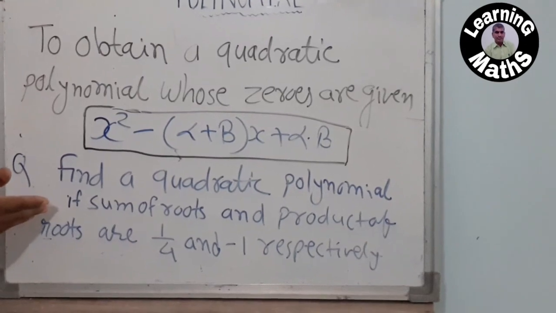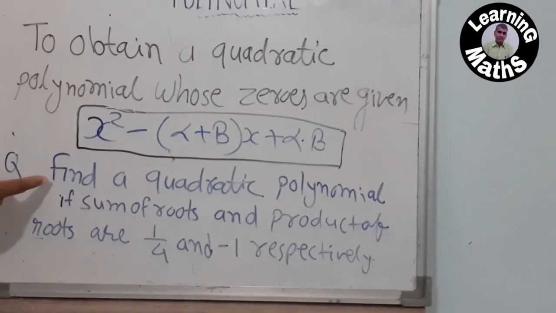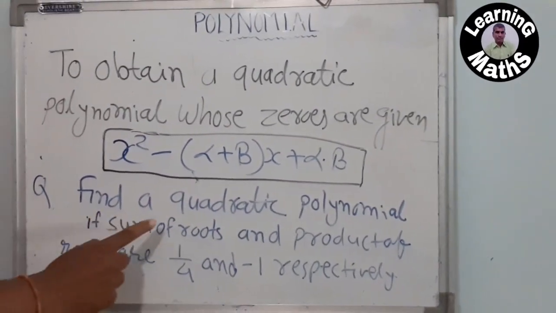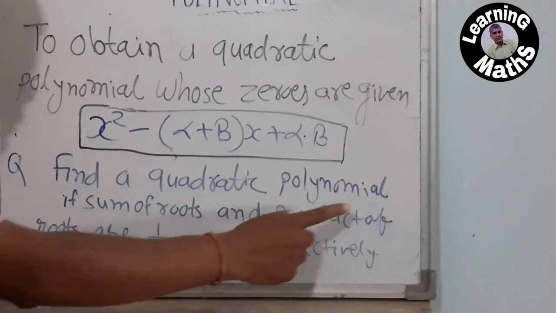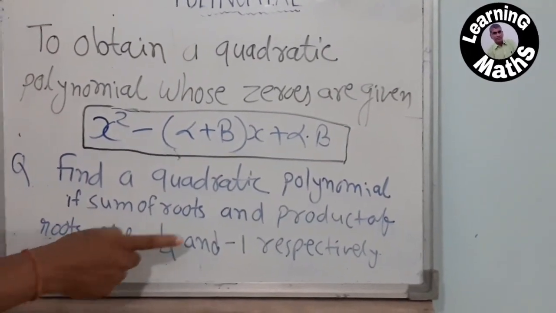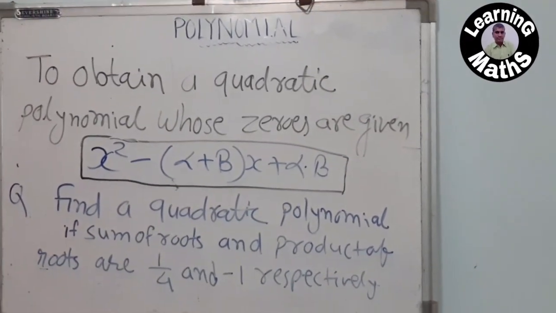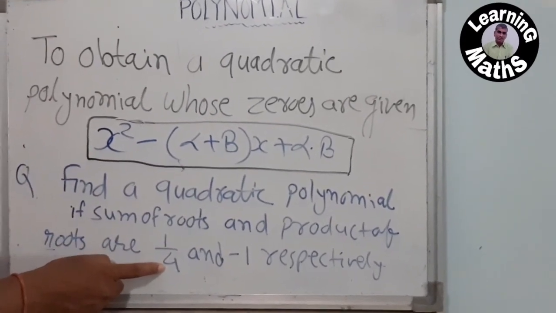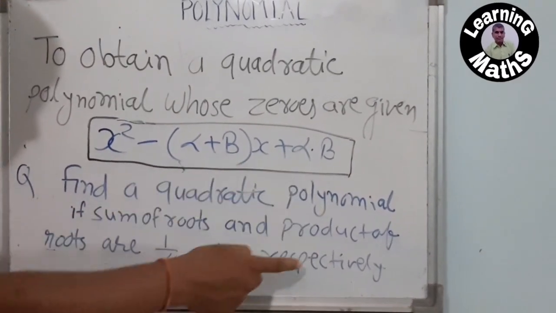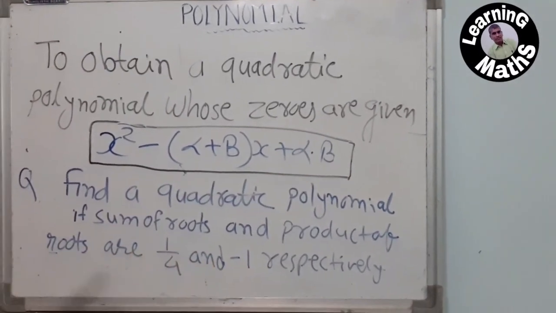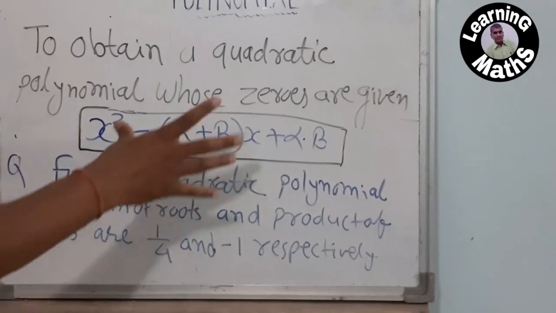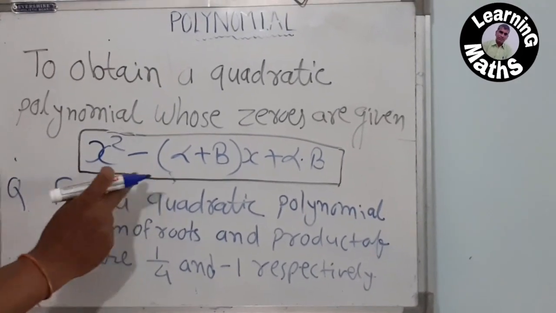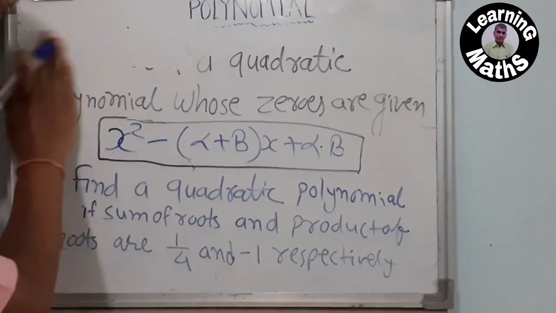Suppose here is a question, this question is from NCERT. Find a quadratic polynomial if the sum of roots and product of roots are 1 by 4 and minus 1 respectively. Here, see, alpha plus beta is given, 1 by 4. Here the product of the roots, minus 1, is given. You need not do anything, you have to just apply this formula and put in the values. Okay? What is alpha plus beta? 1 by 4.